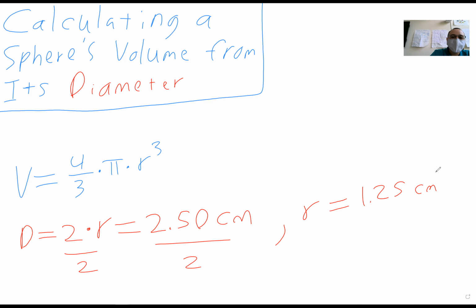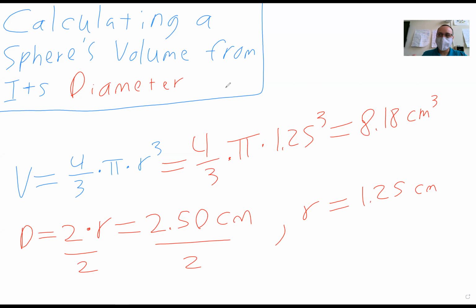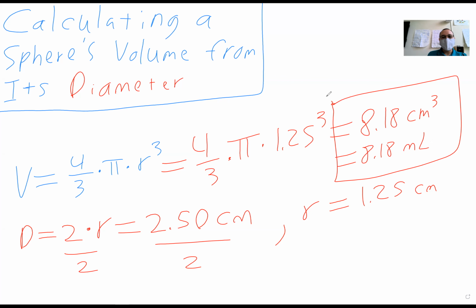That's very nice. So we're going to go ahead and plug in. This is 4/3 times pi times 1.25 to the third. When we perform that calculation on our calculator, we get 8.18 centimeters cubed, which is equal to 8.18 milliliters. So these are our solutions. That's the volume of our sphere.